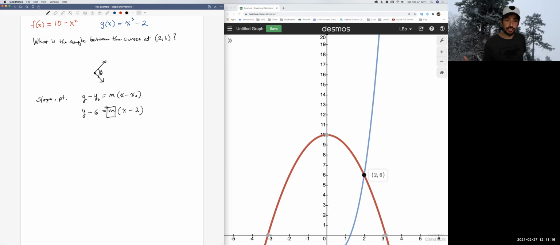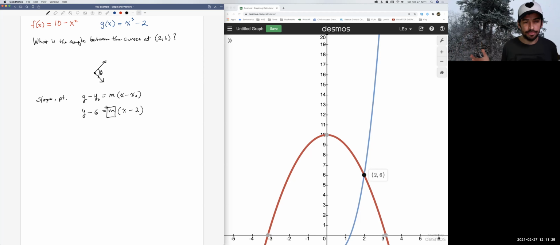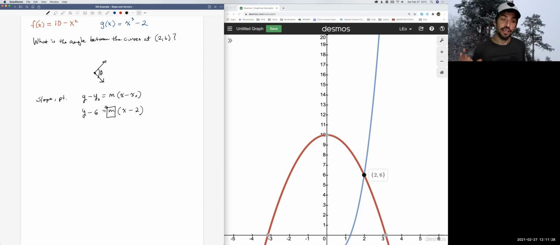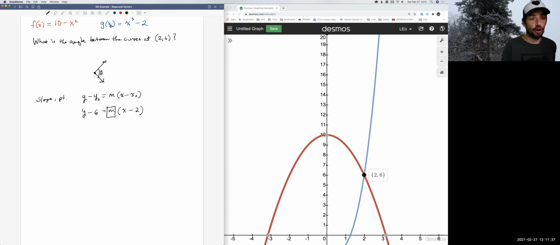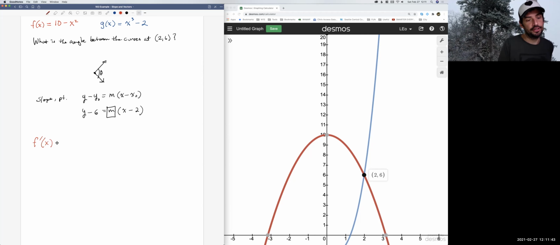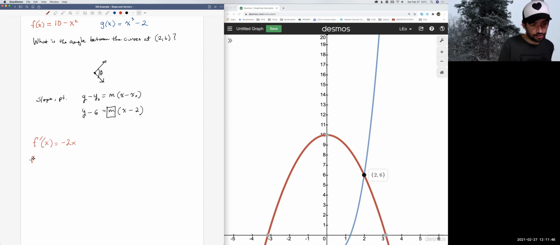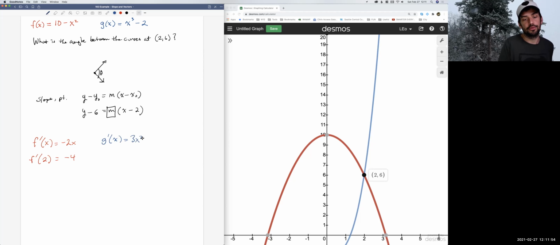Well, the slope gives us the direction of a line, right? We think of it as this number. We know it's related to steepness, which is direction, but we're going to think a little bit harder about what that means now and try to connect it to vectors. So let's find these two slopes and then see what that means as a vector. For f of x, the derivative is just negative 2x, so the derivative at 2 is going to be negative 4. g of x has a derivative of 3x squared, so g prime at 2 is going to be 12.